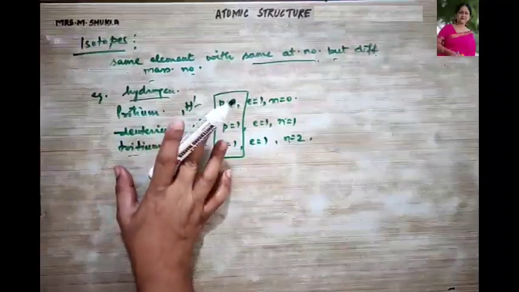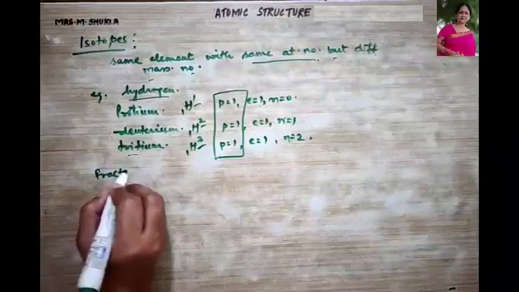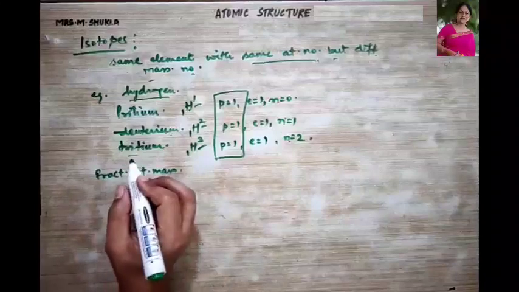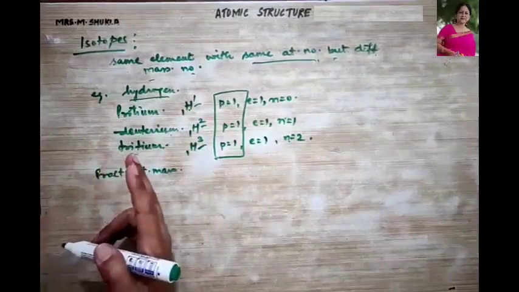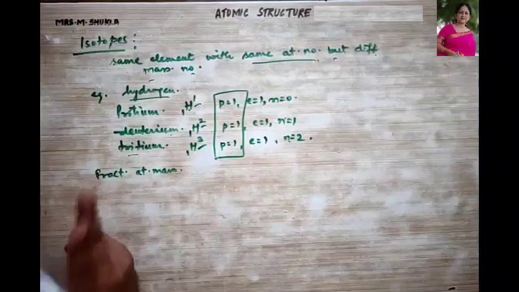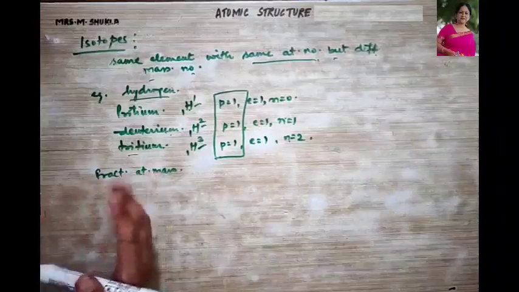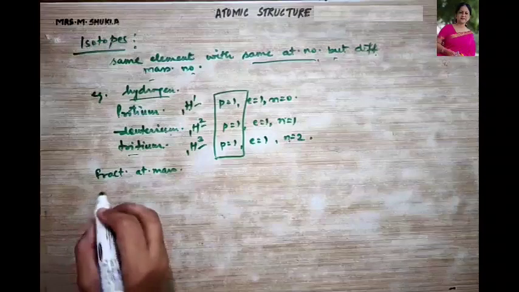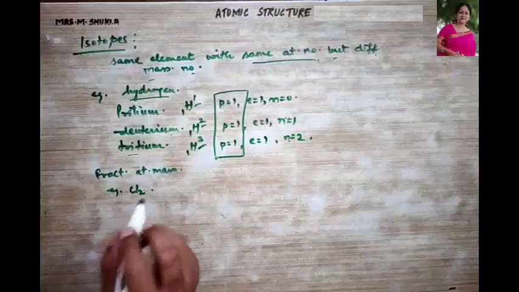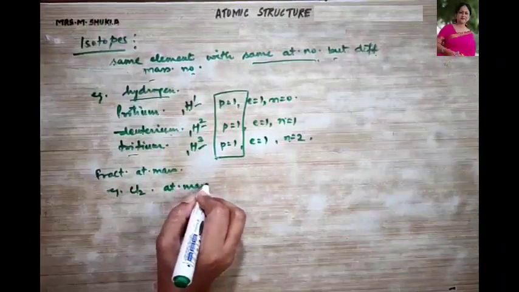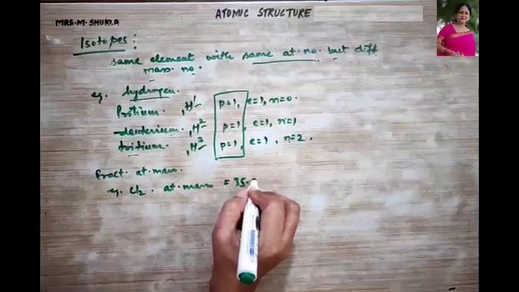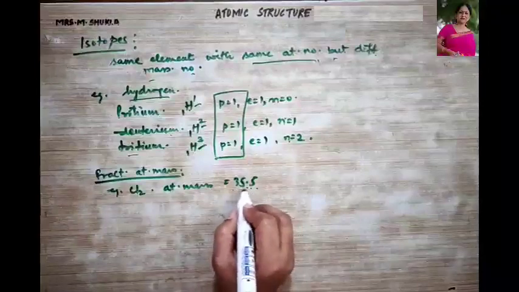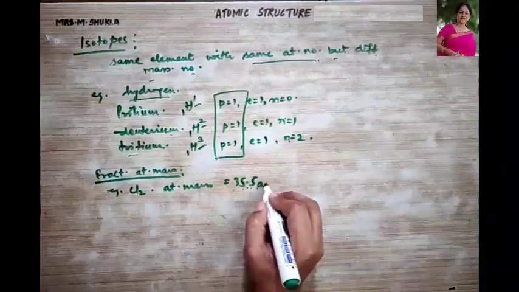Okay. Then fractional atomic masses. Some of the elements have fractional atomic masses. For elements which show isotopes, which have 2 or more isotopes, the atomic weight of such an element we take as the average of the atomic masses of the various isotopes in which they are found. For example, we take chlorine. Atomic mass of chlorine is 35.5. That is what I am talking about, fractional atomic mass. It is not a whole number, it is in fractions, 35.5 AMU.